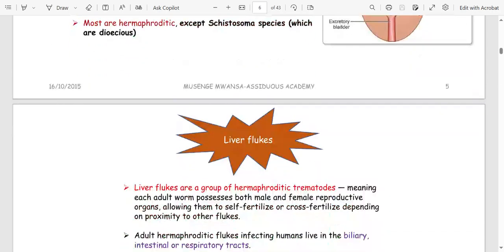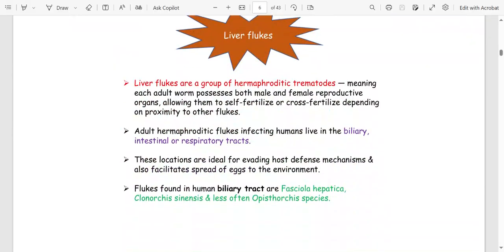Now, liver flukes are just a group of these flukes, the trematodes, which have male and female in the same worm. And the adult worm of these liver flukes will be able to infect humans and live in the biliary, intestinal, or respiratory tracts. Please take note: the biliary tract, the intestinal tract, and the respiratory system.